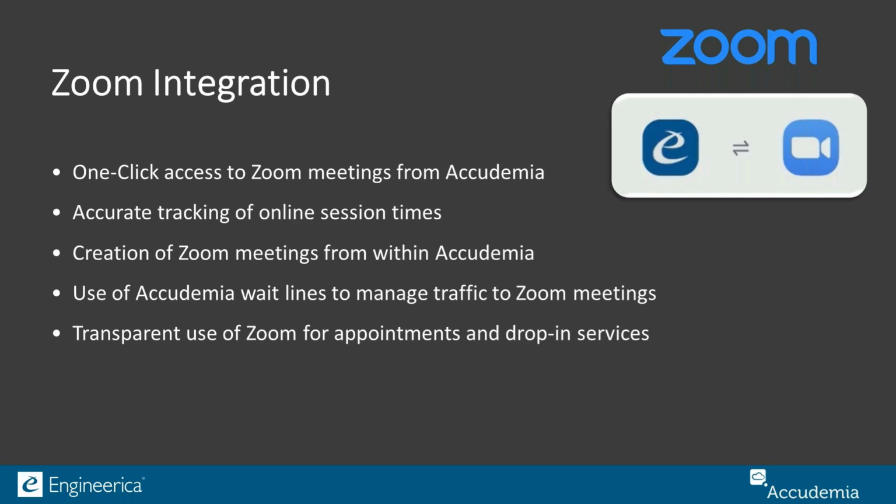We're also going to be using Accudemia's wait lines to manage traffic to Zoom meetings. One example I'm going to show you is if a student is a virtual walk-in and they go into the Accudemia waiting line, I'm going to be able to either sign the student in with myself and they'll then be sent out to Zoom, or match the student with another tutor or staff member, and they're going to be sent to that staff member's Zoom session. And then there's the transparent use of Zoom for appointments and drop-in services. So it is a streamlined service. Again, I'm going to show you how that process works when we get into Accudemia.